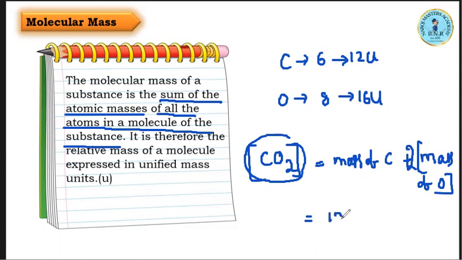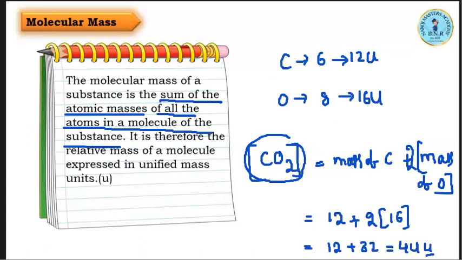Now you know the mass of carbon is 12, plus 2 times the mass of oxygen, which is 16. That equals 12 plus 32, 44 units. 44 u. So what is the molecular mass of CO2? 44 units. Is it clear?